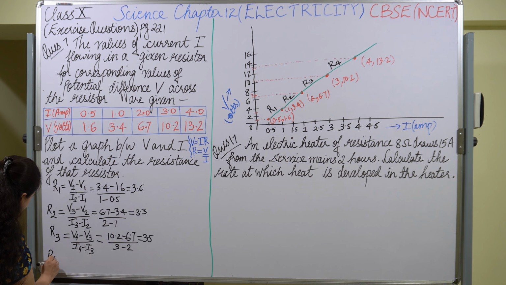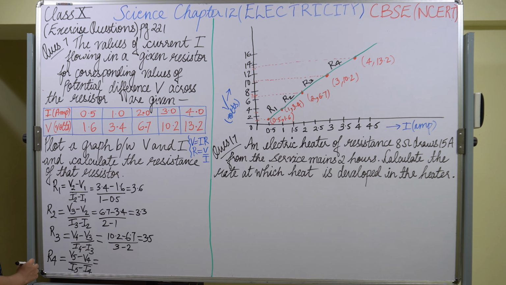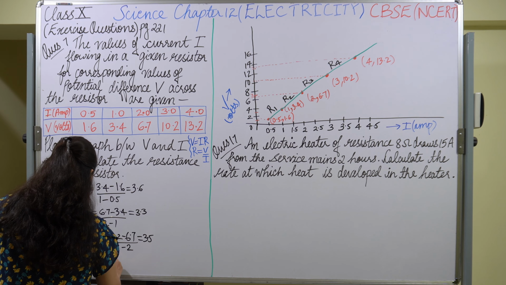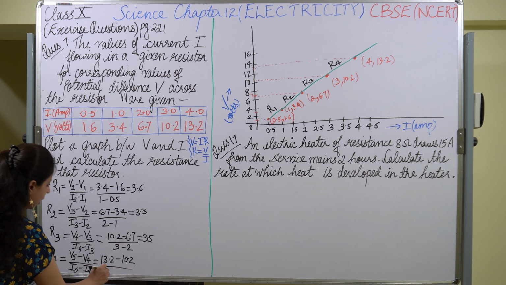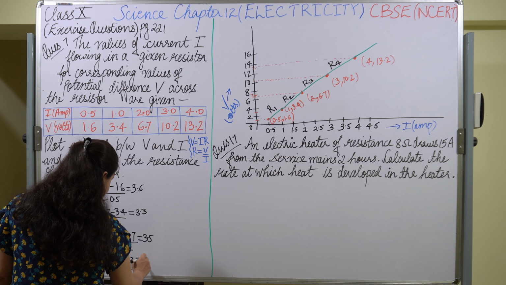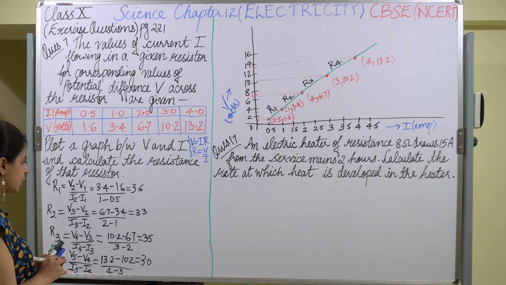Then R4 will be equal to V5 minus V4 upon I5 minus I4. So from here, V5 is equal to 13.2 minus 10.2 upon 4 minus 3. So this we will be getting as 3.0. Okay, so these are the values.